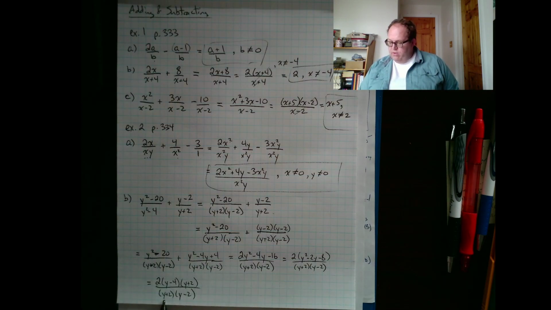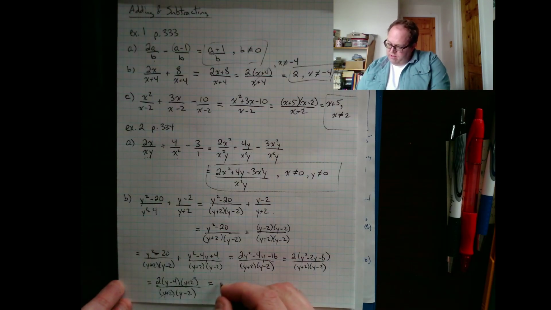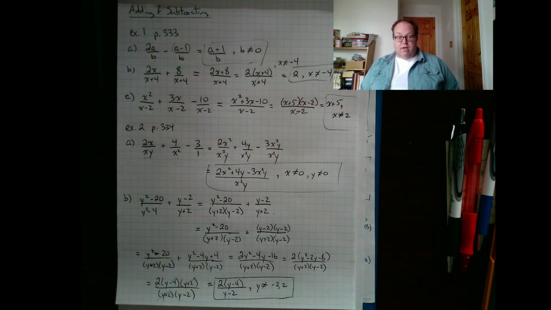So at this point I know that my y values that are non-permissible are plus or minus 2. The y plus 2 divided by the y plus 2 goes to 1, and my expression is equivalent to 2 times y minus 4 over y minus 2, so long as y does not equal negative 2 or positive 2. Common denominators. If you're going to add or subtract these fractions, they have to have a common denominator first.